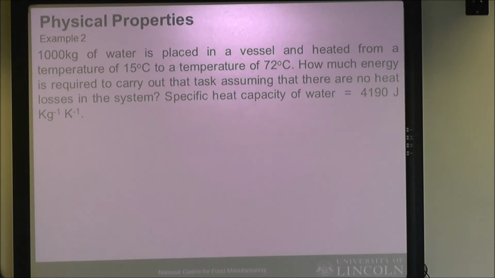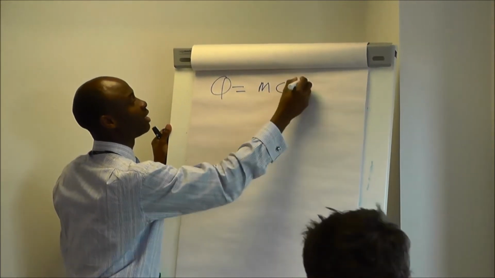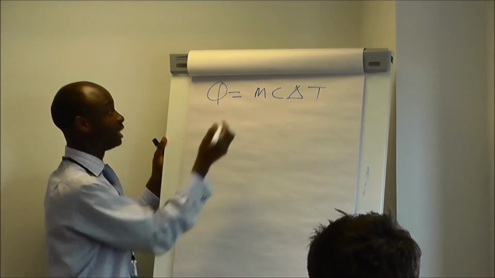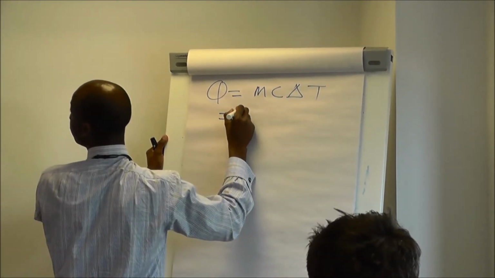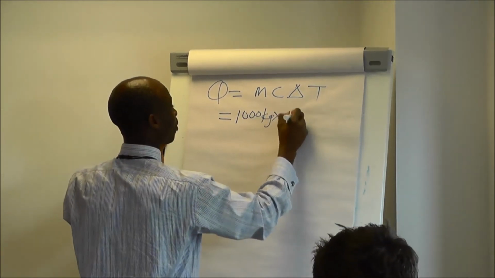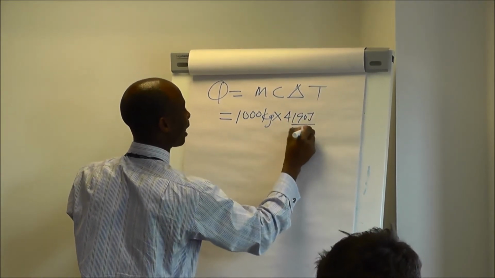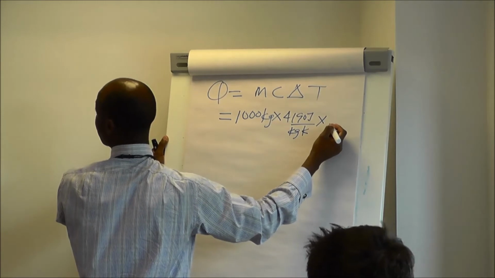Now, how much energy is required to carry out that task, assuming that there are no heat losses in the system? Specific heat capacity of water is 4190 joule per kilogram per Kelvin. Now, you know the formula. What is the formula to do this? Q equals m c times change in temperature. The m here is given to us as 1,000 kilograms. And the c there is given to us as 4190 joule per kilogram per Kelvin, times change in temperature. What is the change in temperature?